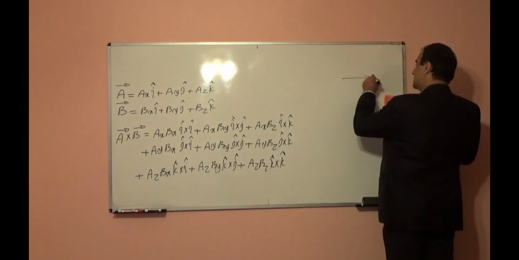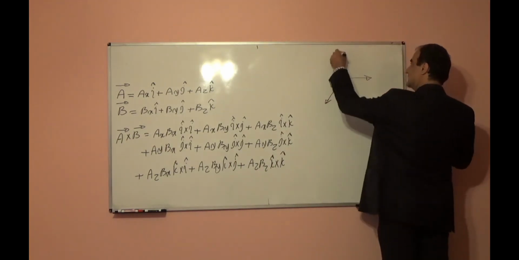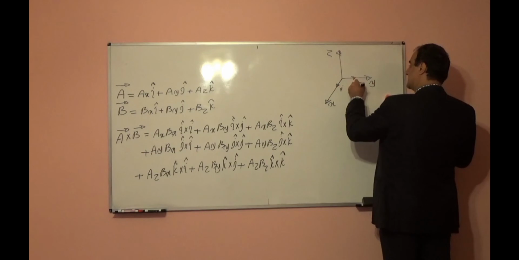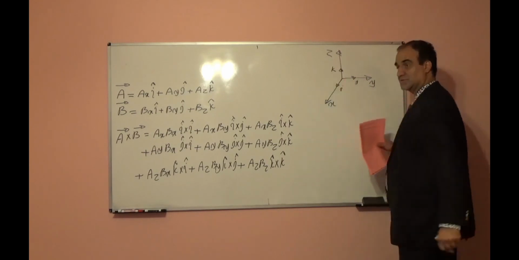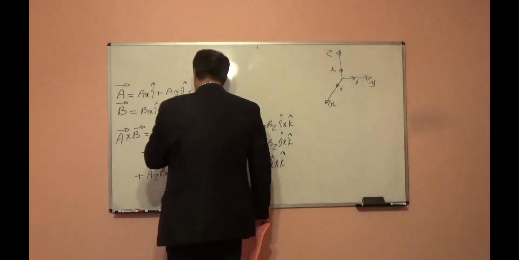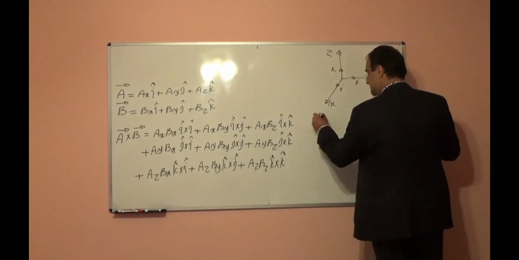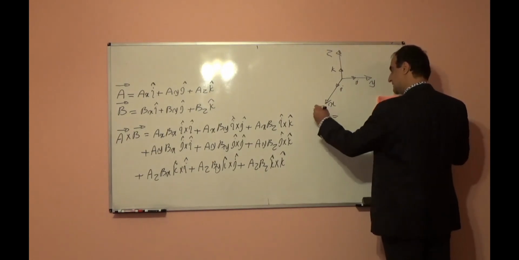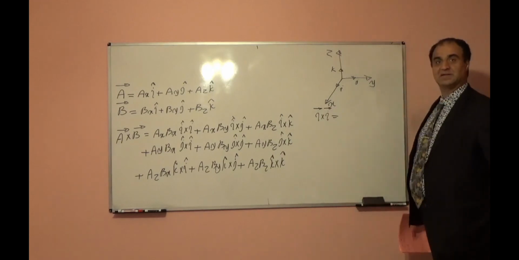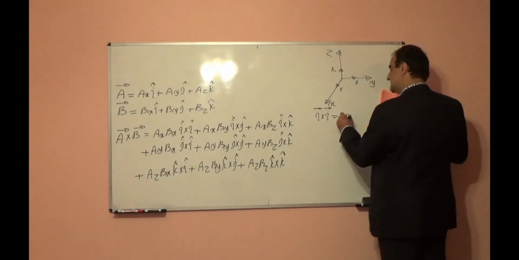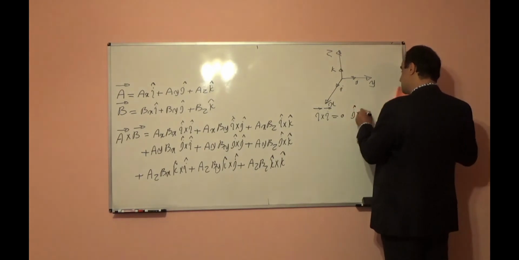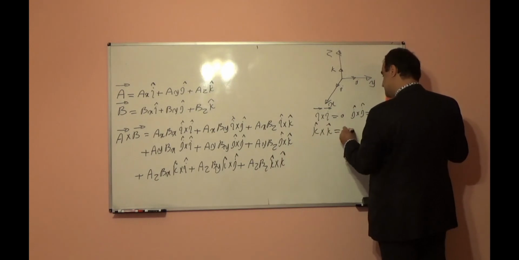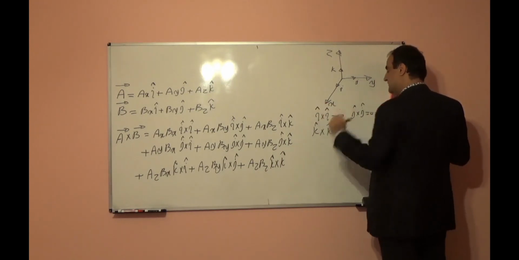We know i, j, k are unit vectors, so x, y, z, i, j, k are perpendicular to each other. i cross i is equal to 0, because it will be the magnitude of i, which is 1, times the magnitude of i, 1, times sine of the angle between i and i, which is 0, and sine 0 is 0. j cross j is 0. k cross k is 0. Because they are unit vectors, we should put a hat.